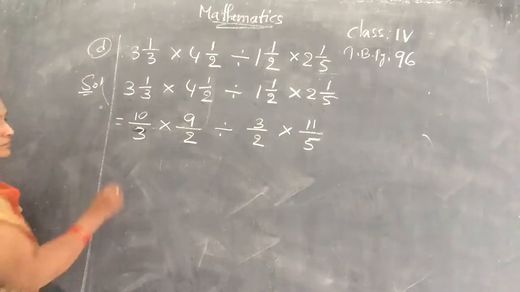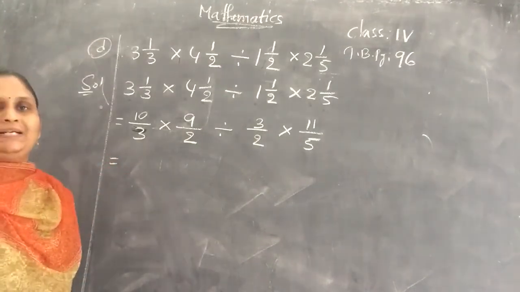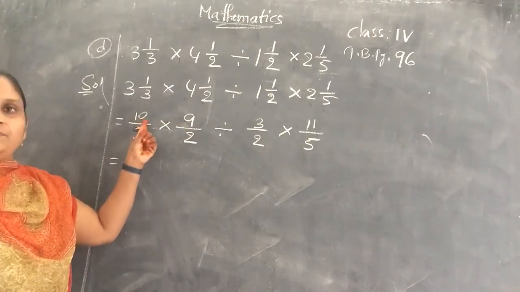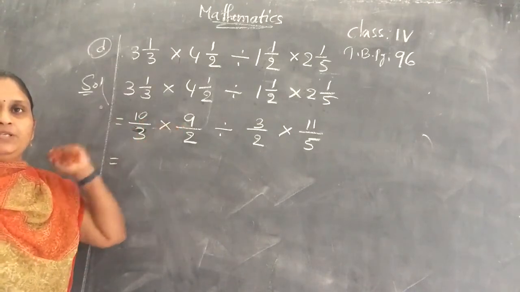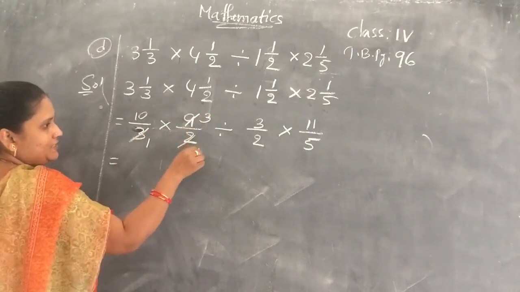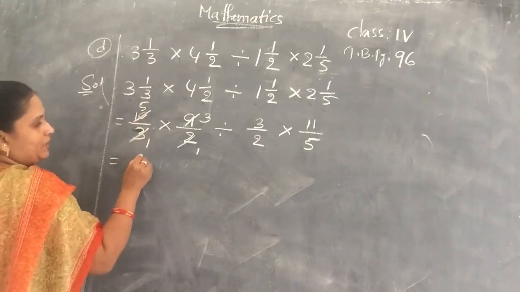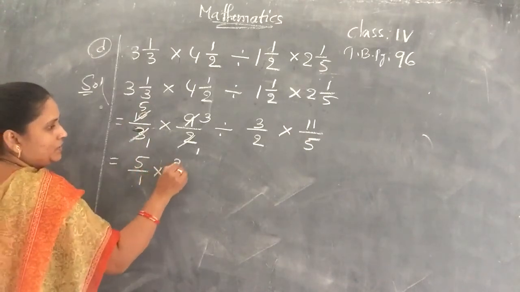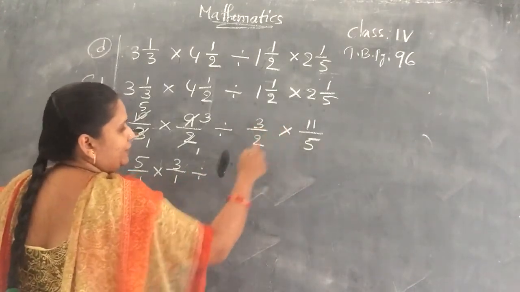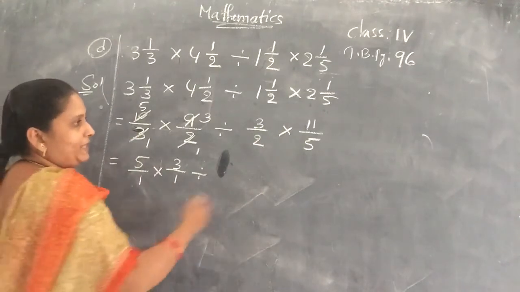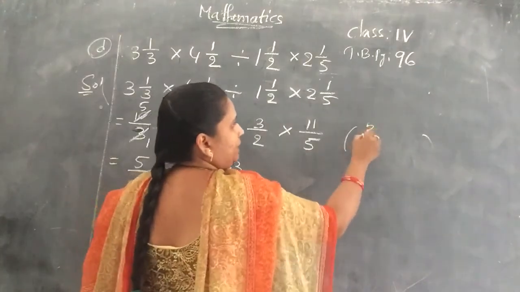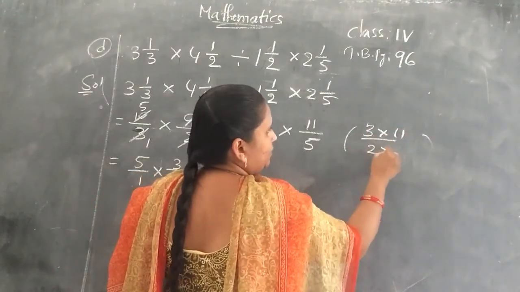Now, is there any possibility to do the cross division? Check as in the first sum, children. Yes, in the 2 table, 10 is possible to divide, and in the 3 table, 9 is possible to divide. 3 1s are 3, 3 3s are 9. Again 2 1s are 2, 2 5s are 10. The remainder will be 5/1 into 3/1 divided by 3/2 into 11/5. Denominator into denominator and numerator into numerator, directly you can multiply.